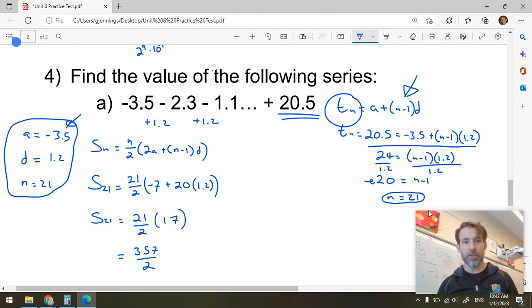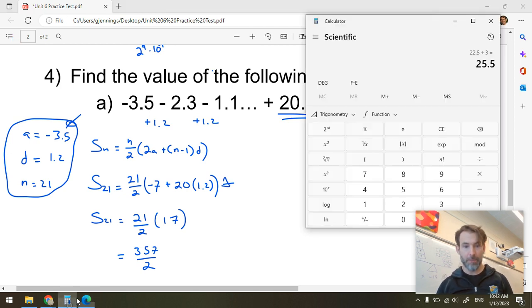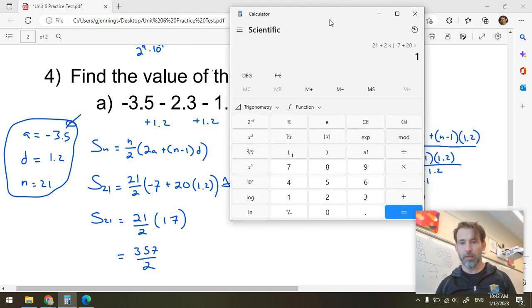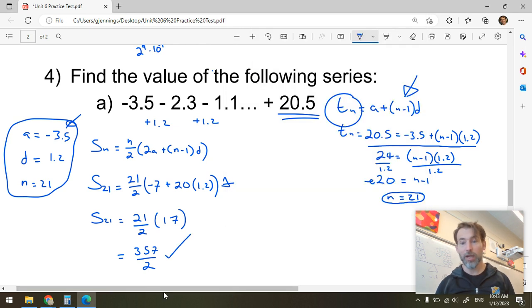Okay. Now let's try it from here, calculator method, see if we get the same thing. Calculator method is, I'm not really sure, but I'm just going to do it. 7, but it's negative, plus 20 times 1.2, and the bracket equals 178.5. Let's just multiply that by 2, and there it is, 357. 357 divided by 2 was the answer we got on the calculator, so that is correct.